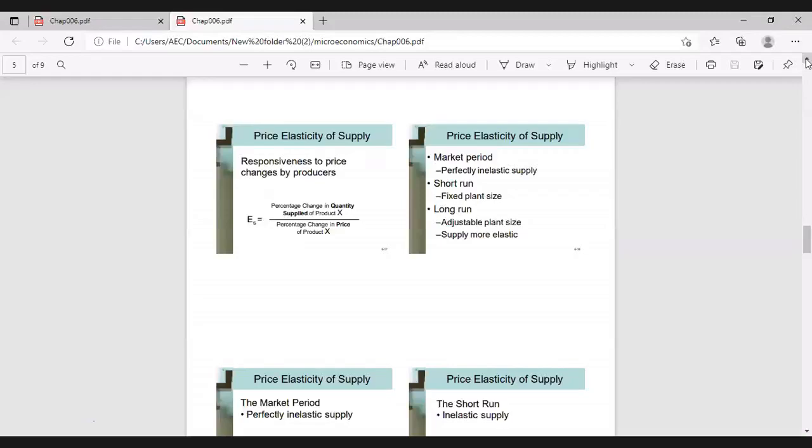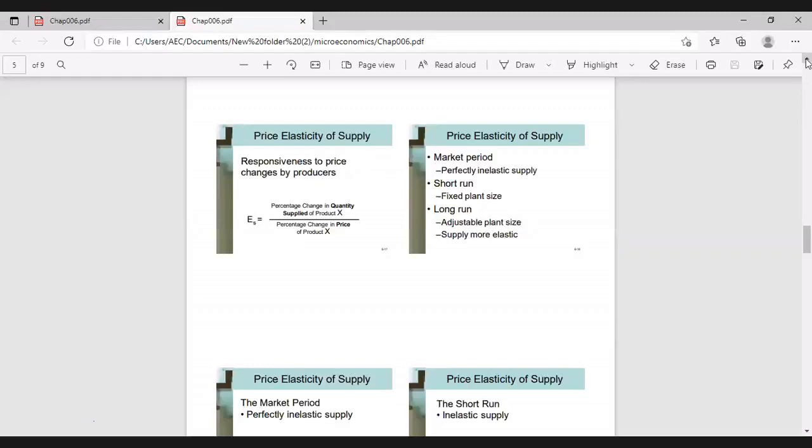So in the short run, when the price increases somewhat, the seller will respond. He will produce and sell more. So in the short run we can see there is a response by the seller. So supply is maybe a little elastic.